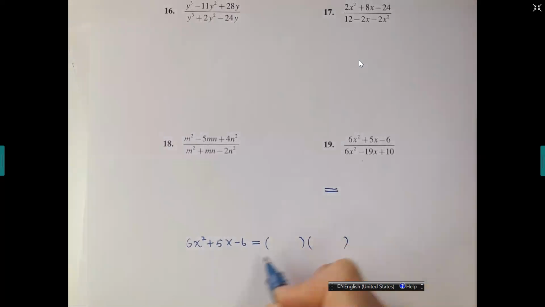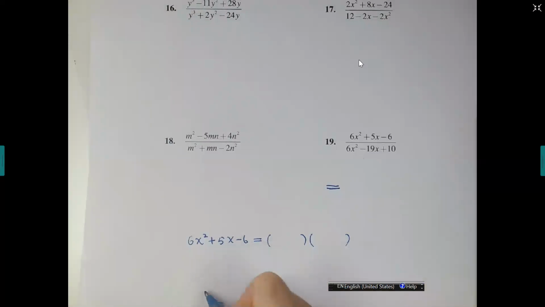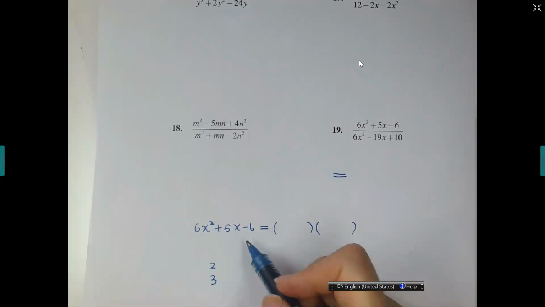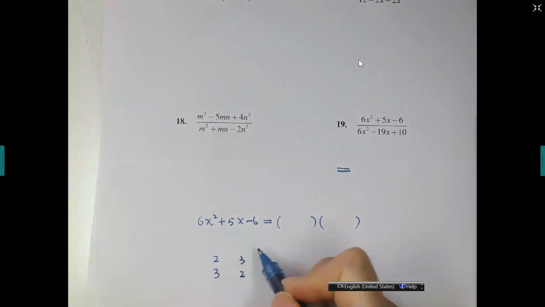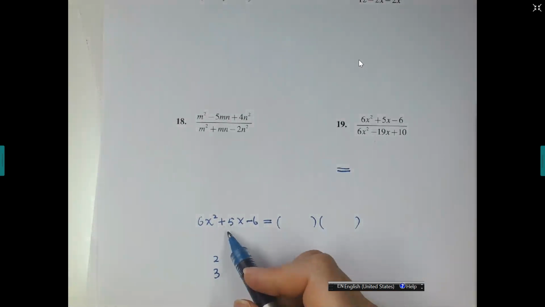The first two numbers, their product should be 6. So I can either use 1 times 6 or 2 times 3. Let me just try. I use 2 times 3 first. And then to get -6, I use 2 times 3, that's 6. If I put 2 here, 3 here, cross multiply, the 6 cannot give me a 5. But if I switch them, I put 3 here, 2 here, when I cross multiply, 3 gives me a 9, 2 times 2 gives a 4. 9 and 4 can get a 5 if they have the right sign.